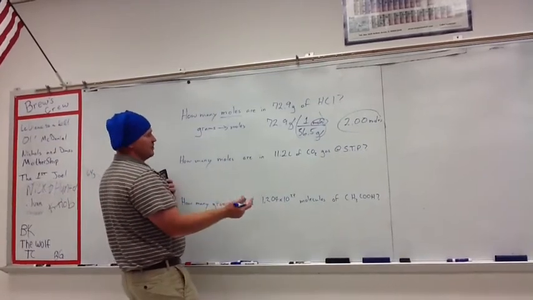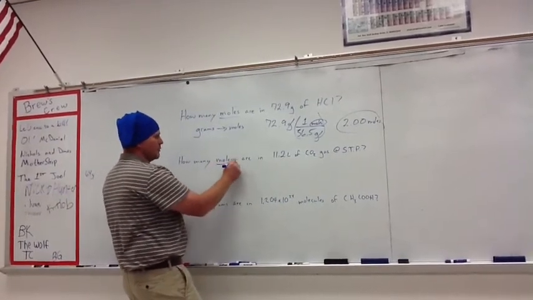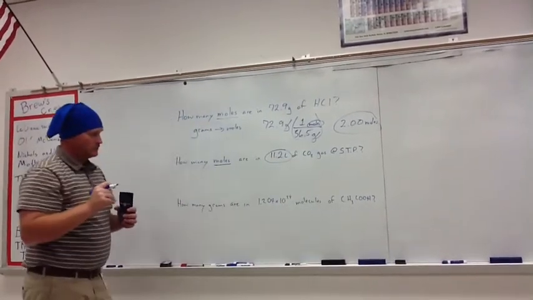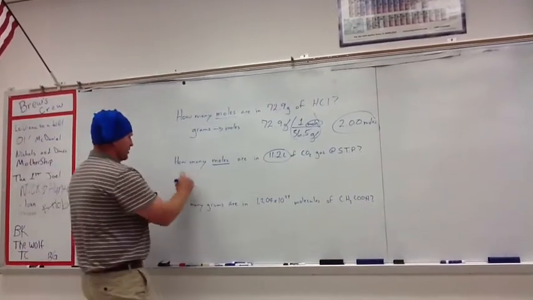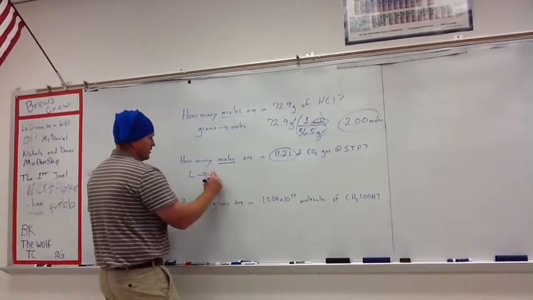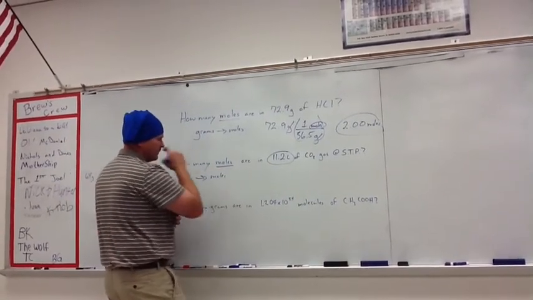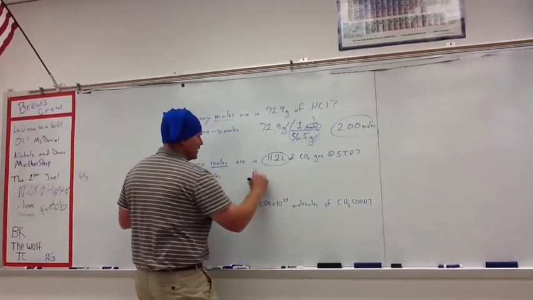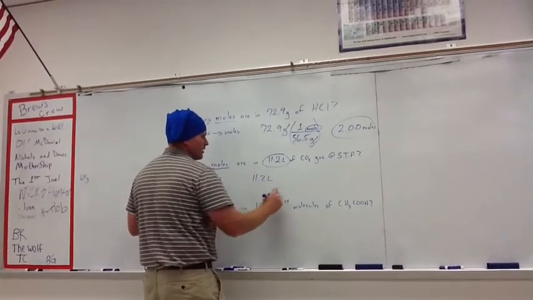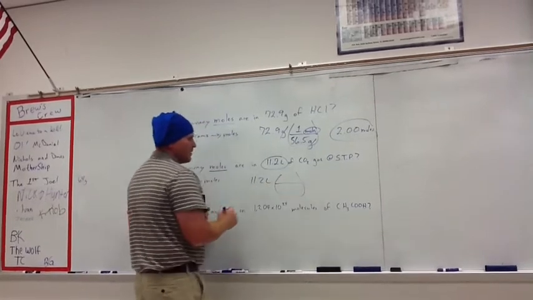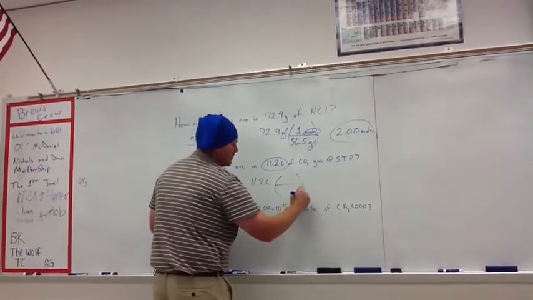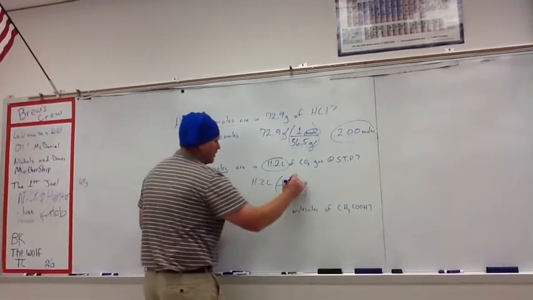So what's given to me is I know I need to go to moles. I know I started with liters. So I'm going from liters to moles. So I start with what's given, 11.2 liters. Draw my brackets out. What do I need to cancel out? Liters, so that goes on the bottom. What am I going to? Moles.